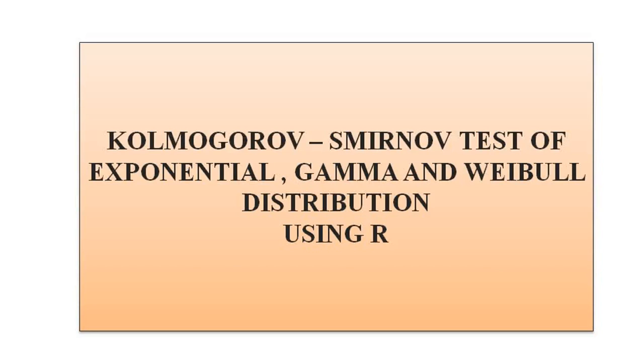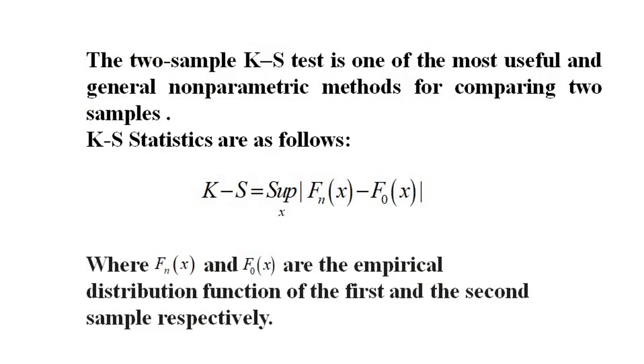In this video, I am going to test the Kolmogorov-Smirnov test of exponential, gamma and Weibull distribution using our software. The two-sample KS test is one of the most useful and general non-parametric methods for comparing two samples. KS statistics are as follows.